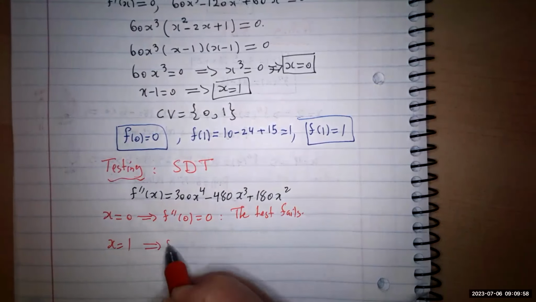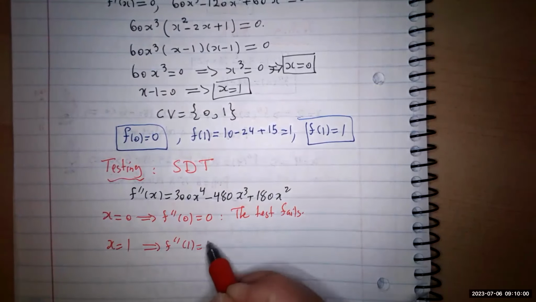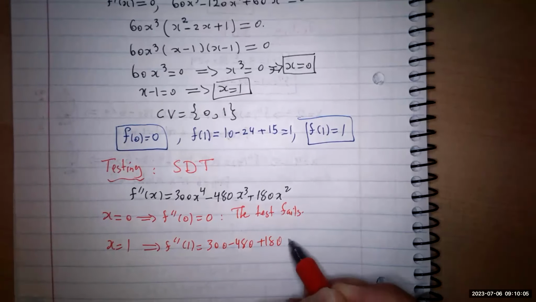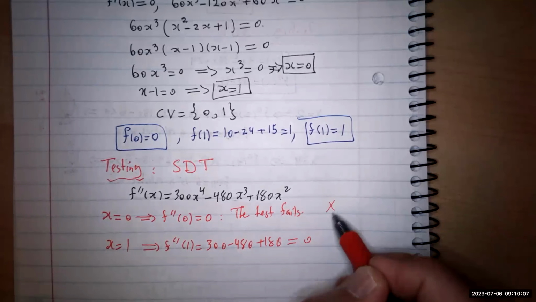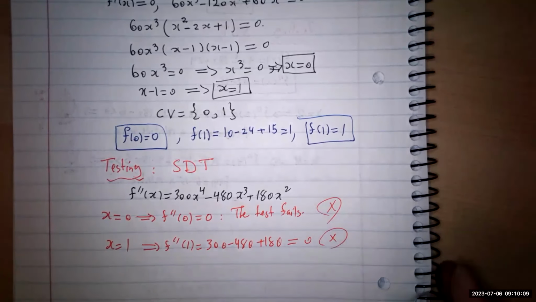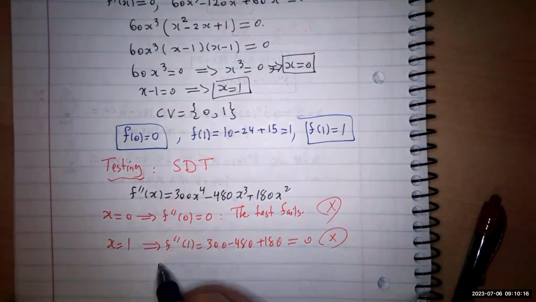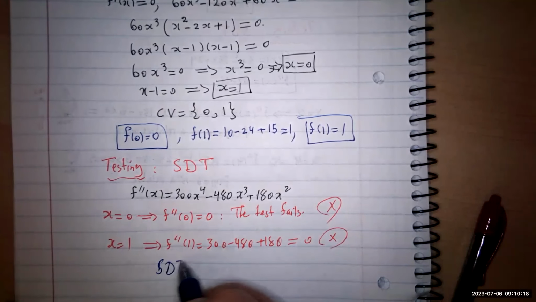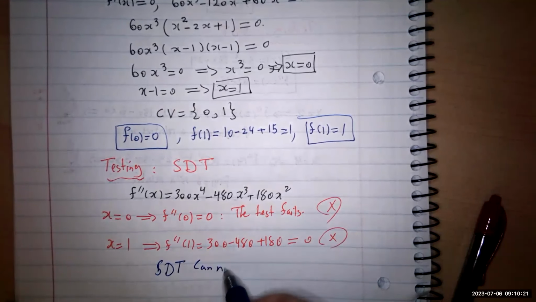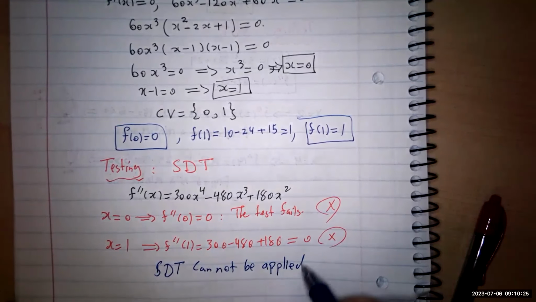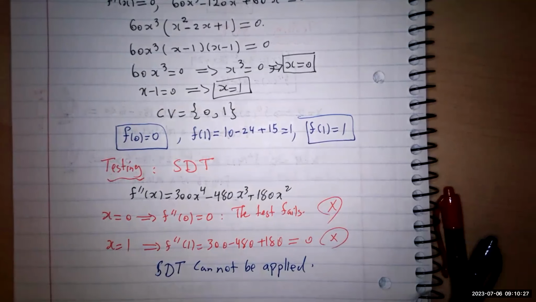If you put the 1, it's the same thing. You see, f double prime of 1 would be 300 minus 480 plus 180. That gives you 0 again. So if that was the instruction of this problem, you are done. You say that the test fails, okay? So SDT, the second derivative test, cannot be applied. If that's the problem given to you, you're done.